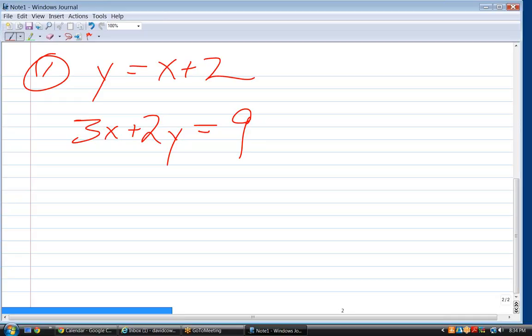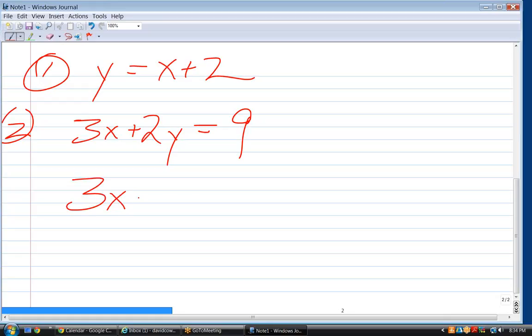Can you move the 2 to the other side? No, remember we're solving it by substitution. Oh, so would you put 1 in? What is y equal? Would you put 0? x plus 2. Sorry, I forgot. Yeah, so let's go to equation number 2 and substitute that for wherever we see y.